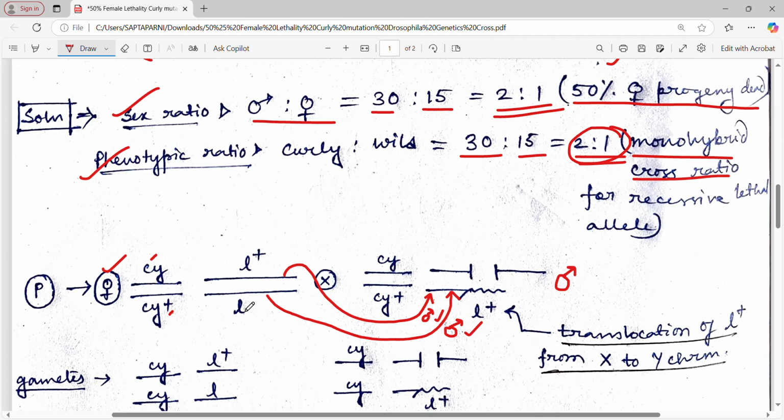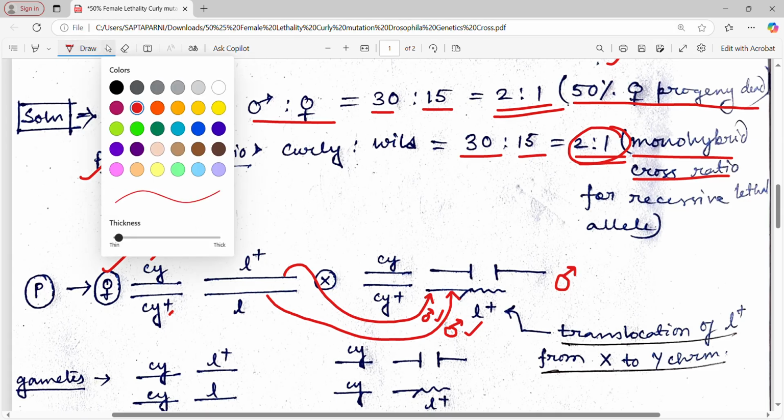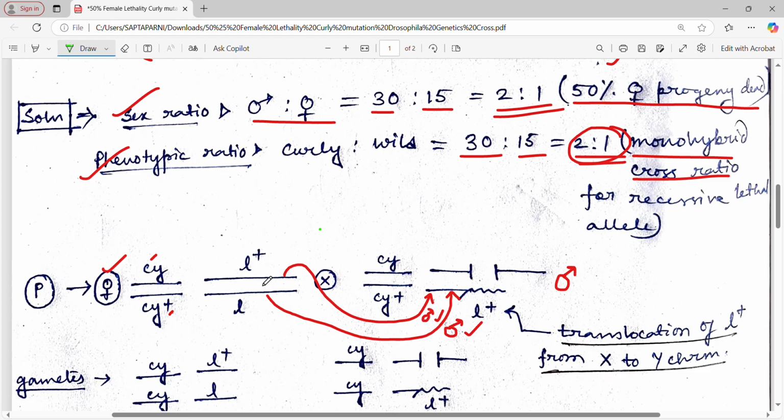Now let's take another color so that you can easily understand. See here, in case of female progenies, what will happen? If this L plus X chromosome is combined with the X chromosome from the father, this female progeny will survive. Why? Because though this X chromosome of the father is lacking L plus, the mother has L plus. We know that L plus is dominant over L, so it will survive.